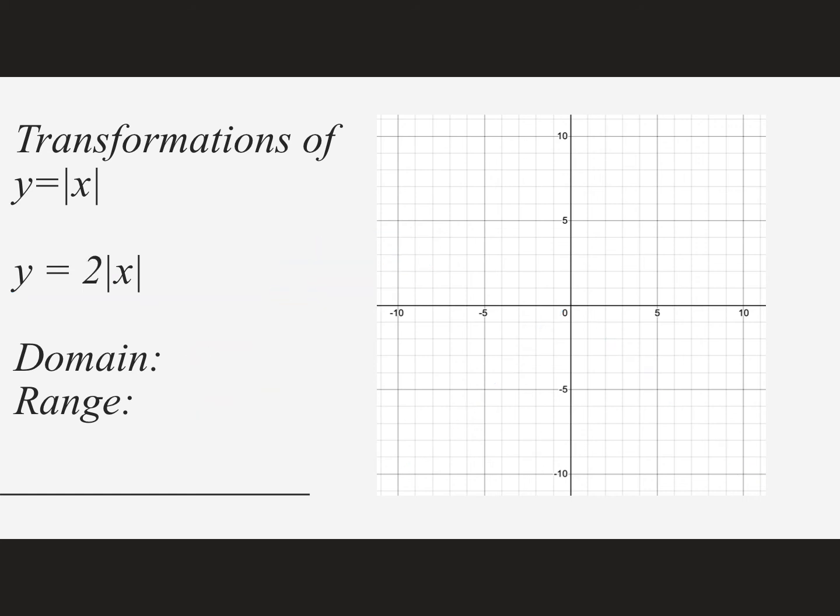What about something like this? If I have the graph of y equals 2 times the absolute value of x, what that does is it simply makes my v more steep. My rate of change changes. So I still have the same there. It's going to look something like that.